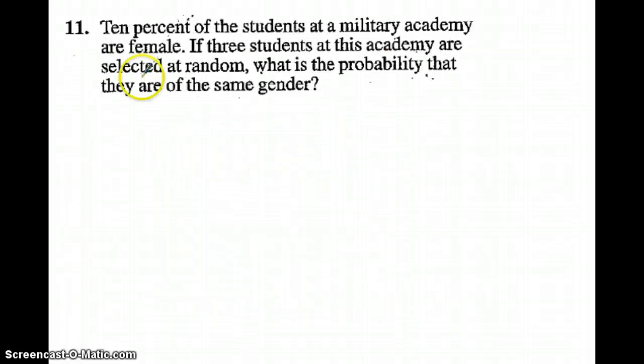Okay. All right. This one is actually one of the most difficult ones I've seen in a while. 10% of the students in a military academy are female. If you select 3 students in a row, what's the probability that they're all of the same gender? Well, choosing 3 students in a row, how many possibilities are there? You could have that. You could have this. Of course, this is like without replacement, right?